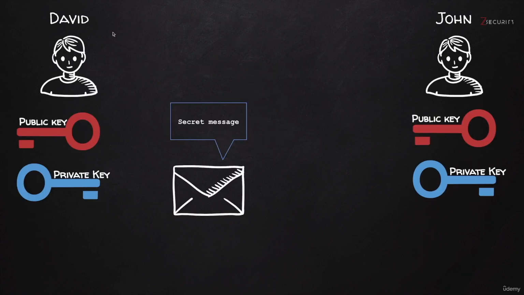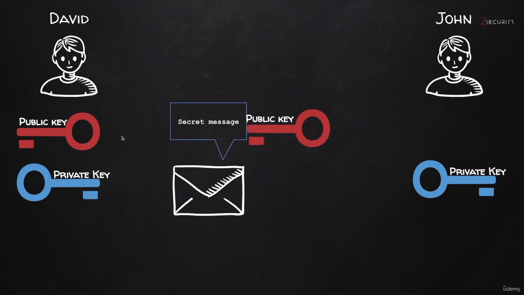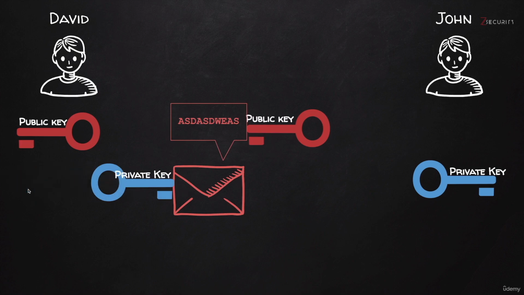So again, we have David. He wants to send a secret message to John, and as we learned before, the first thing that David will do, he will use John's public key in order to encrypt a message. The message will change into gibberish. Now, at this stage in the previous lecture, we sent the message, but this time, David is going to sign the message with his own private key. So he still hasn't sent the private key. The message is still at David's end.